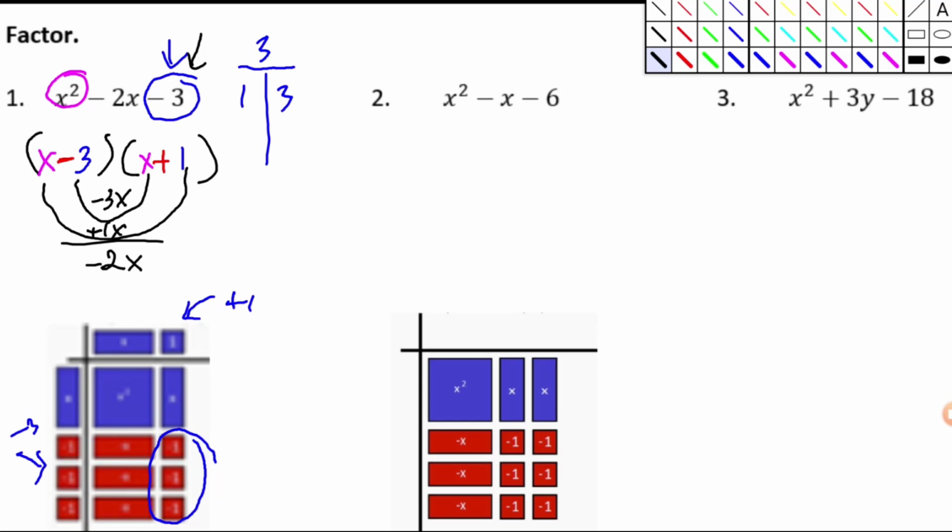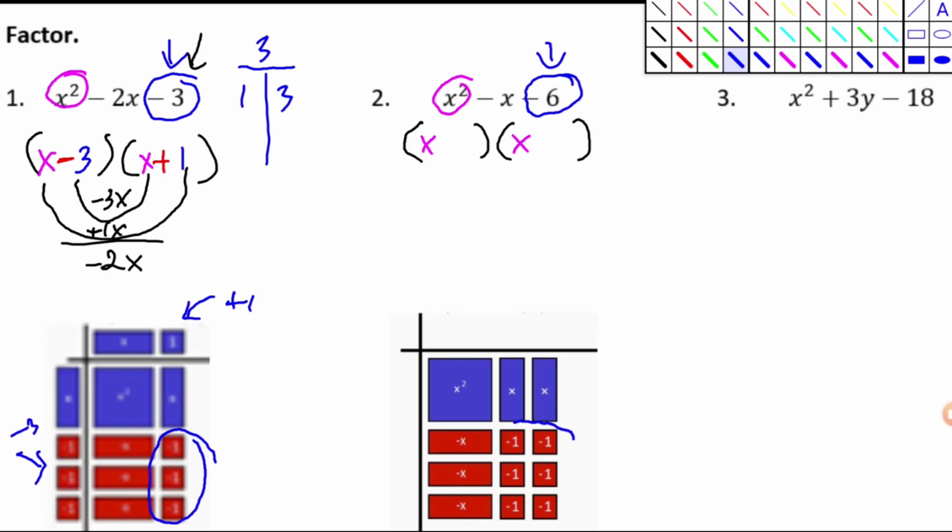Problem number 2. Same thing. So we're going to factor this one out. Okay, and let's go ahead. Let's take a look. My first term, how do we get that? x times x. Now this part, this -6 tells me that my signs will have to be positive and negative.